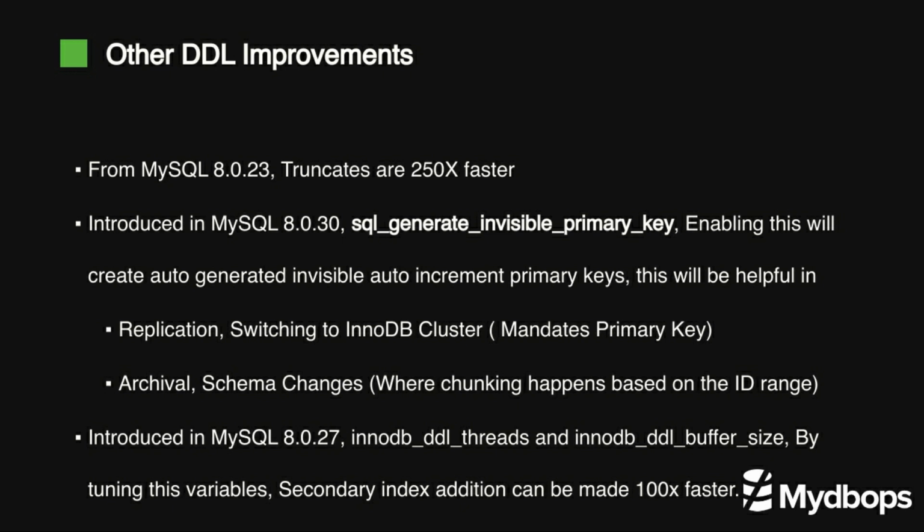And in 8.0.27, features like parallel secondary index creation were developed. It allows us to configure the number of parallel threads that can be used for secondary index creation, so multiple secondary indexes can be created with multiple MySQL threads, utilizing the resources that are available in MySQL. This made secondary index creation 100 times faster.